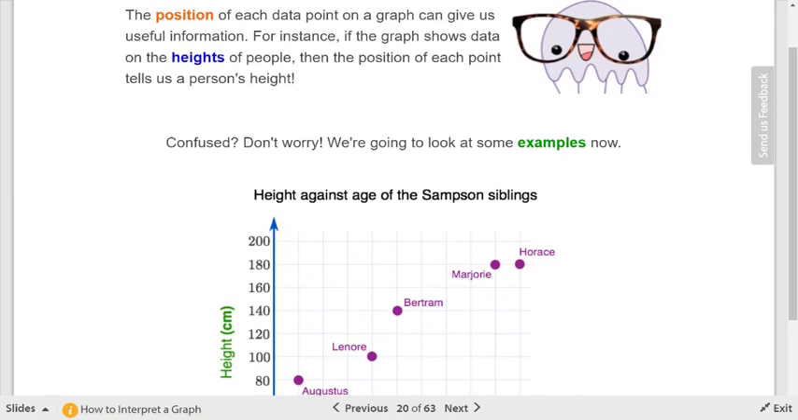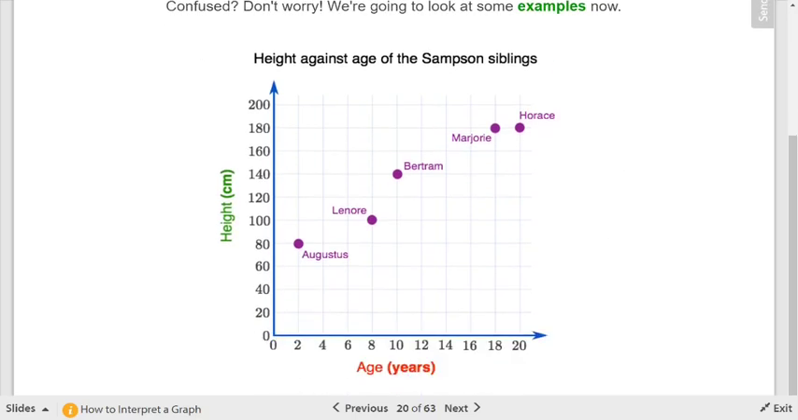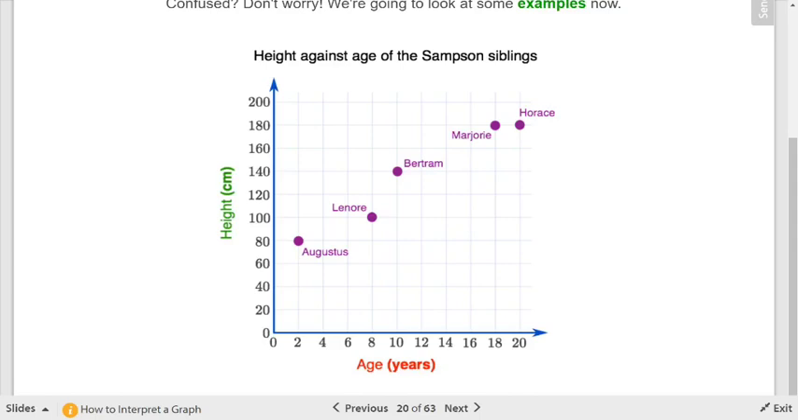Many times on a graph, you won't always have just a line. You might have dots that represent certain pieces of data. So if you're looking at this particular instance, this graph shows the heights of different people in a family. So these are the heights against the age of the Simpson siblings.